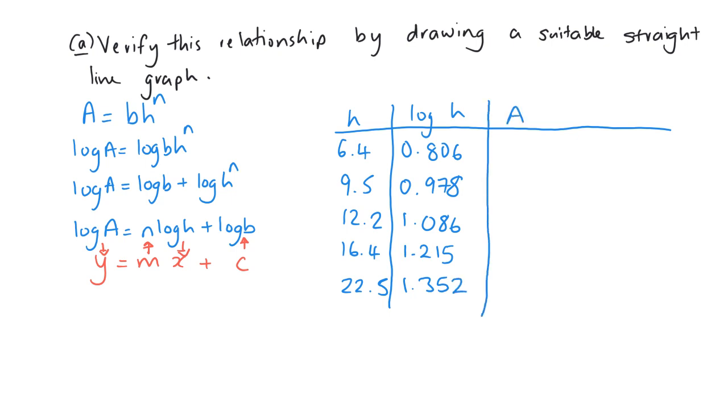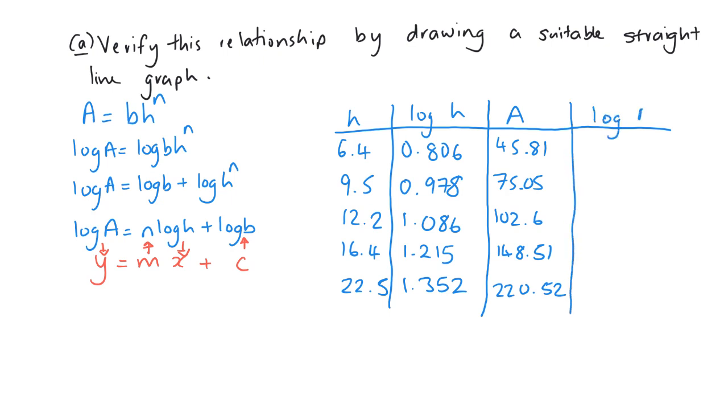Then our values for A that we were given in the question were 45.81, 75.05, 102.6, 148.51, 220.52. So we need to find the values then of log A. So the log of 45.81, 1.661. And again, we carry on the whole way down, taking the log of these values.